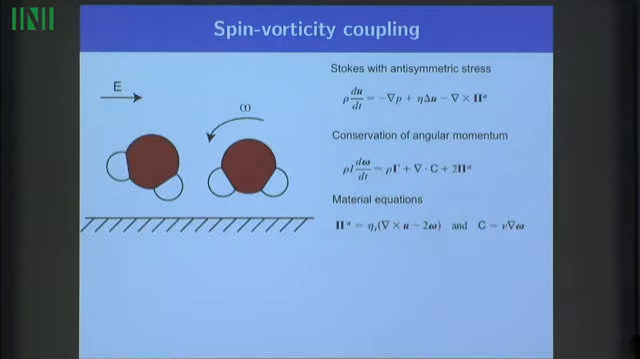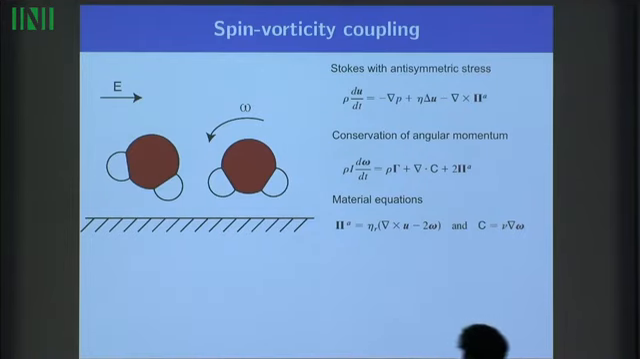So what we do is we extend the Stokes equation, now allowing for an asymmetric stress tensor. Because the particles are anisotropic, the stress tensor is allowed to be asymmetric, and it gives rise to an antisymmetric part, and this is the dyadic factor of the antisymmetric part of the stress tensor. And the rest is the usual Stokes equation. So we have a velocity u, a pressure, and a viscosity. So that's the conservation of linear momentum.